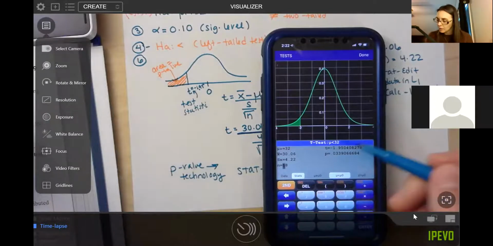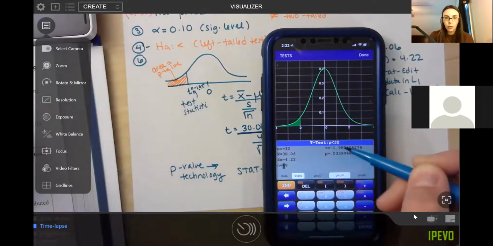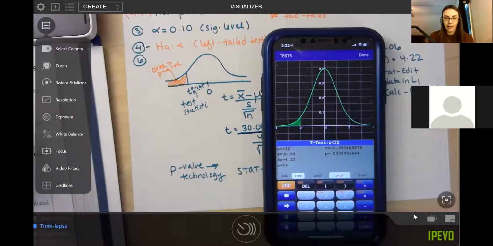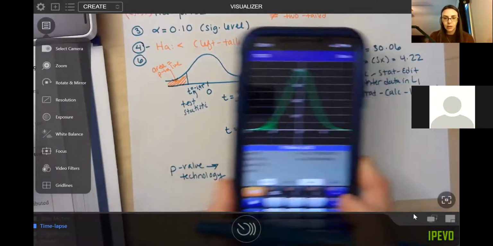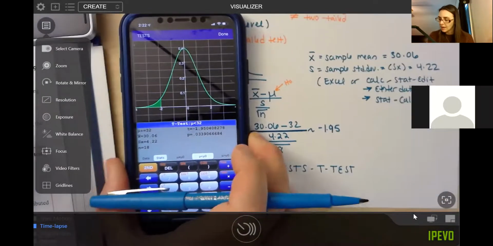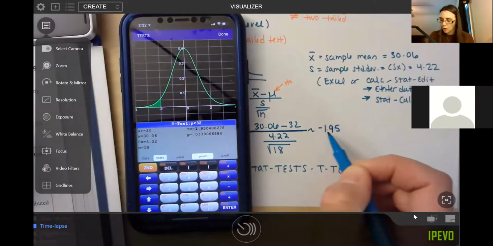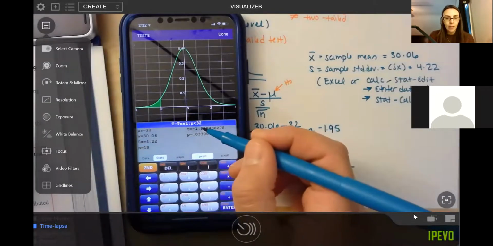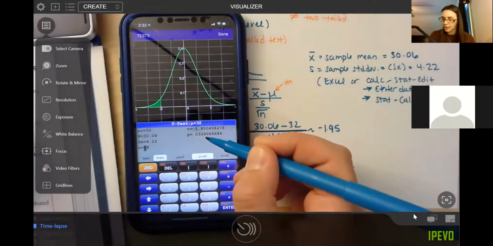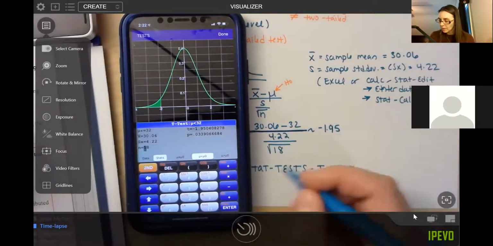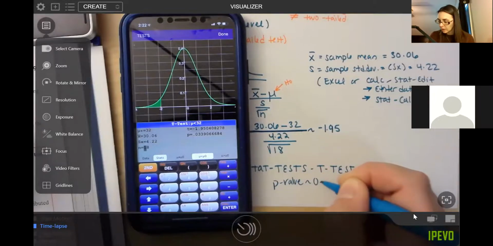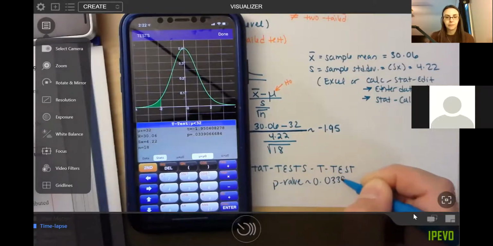And what it's going to spit out on the right is both your test statistic, which we just did by hand, kind of. So you can see over here, we just got that value, that negative 1.95, is also right there. But under it, that p is your p-value. So our p-value here is about 0.0339.